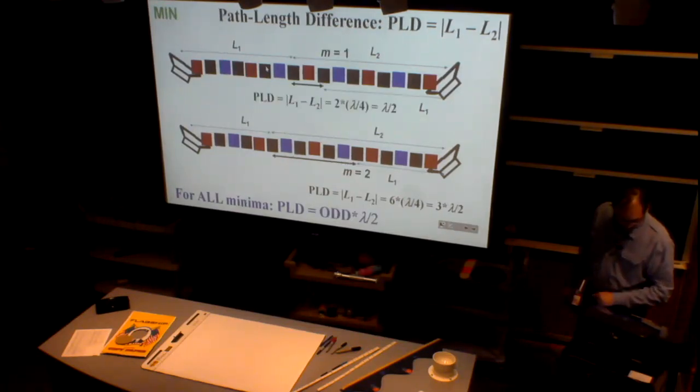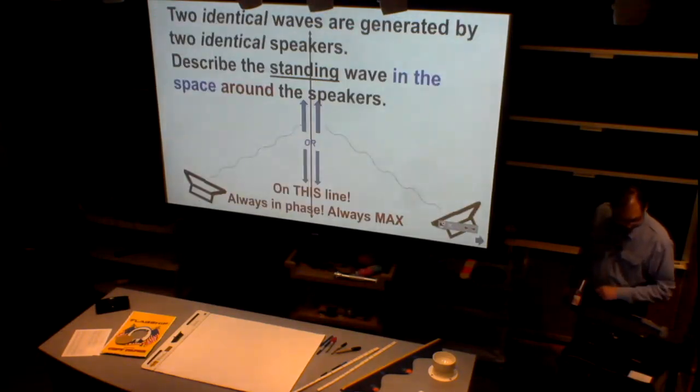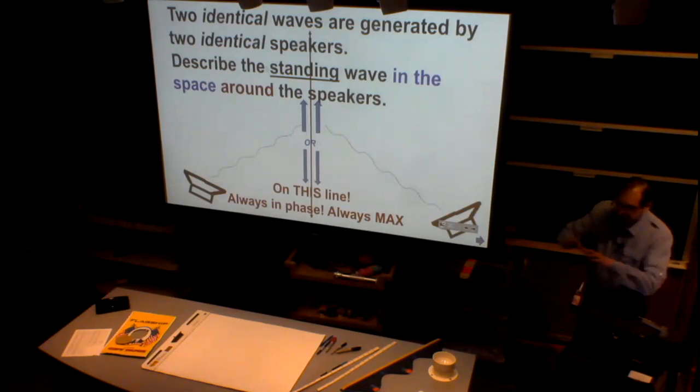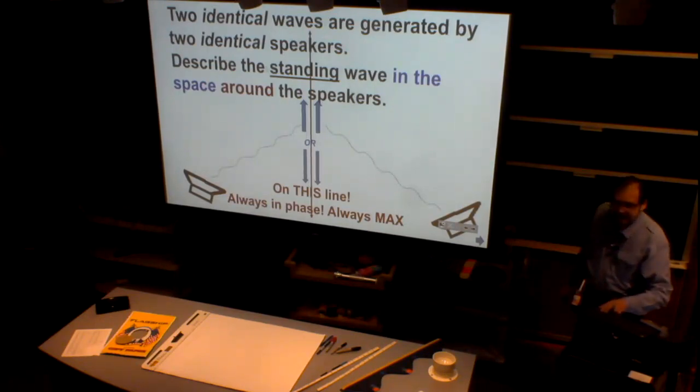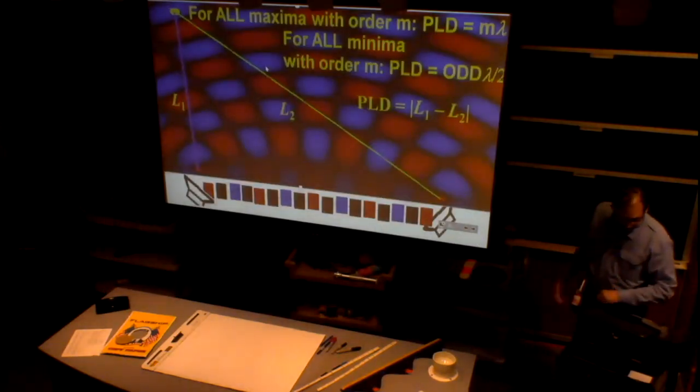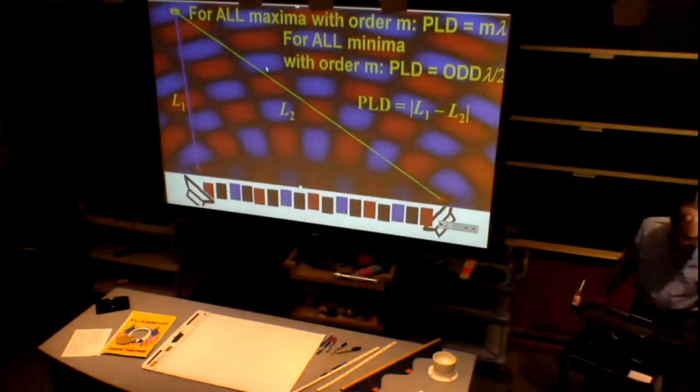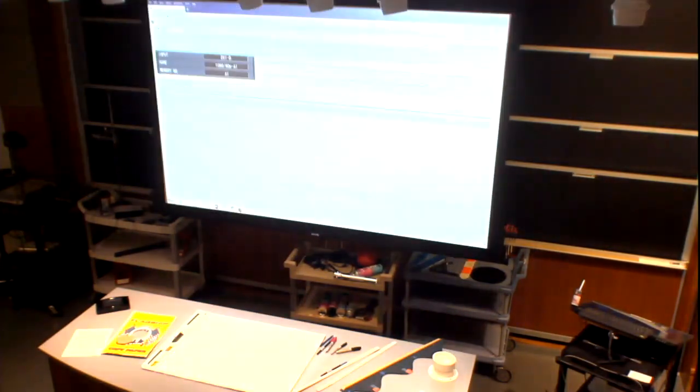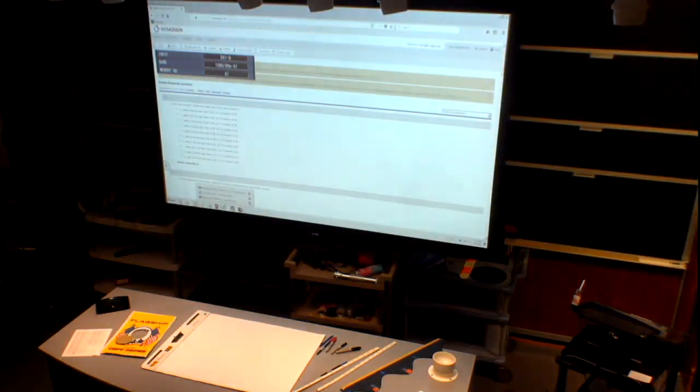And it turns out for each maximum, the path length difference should be equal to a natural whole number of wavelengths, and for minimum, an odd number of halves. And that's how a standing wave is being formed. And we saw, and I can show you again, just in case, an applet which might be helpful to visualize what is happening.